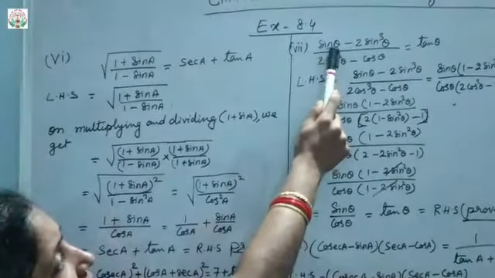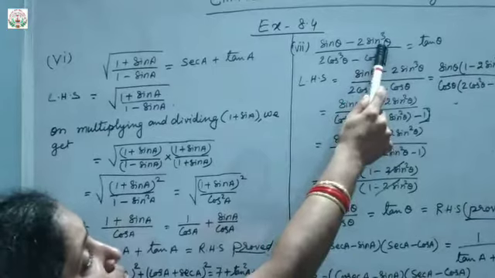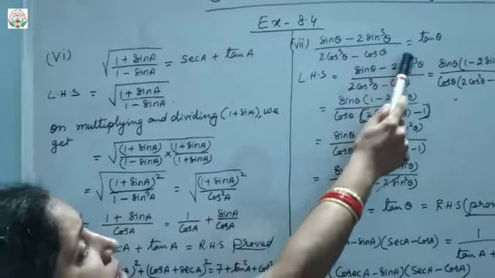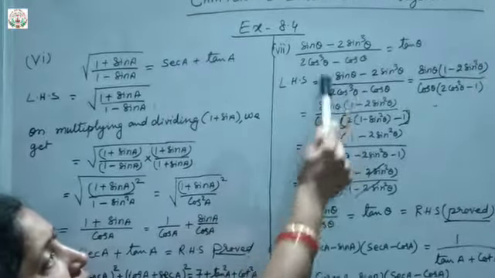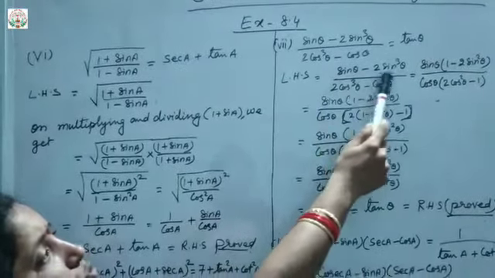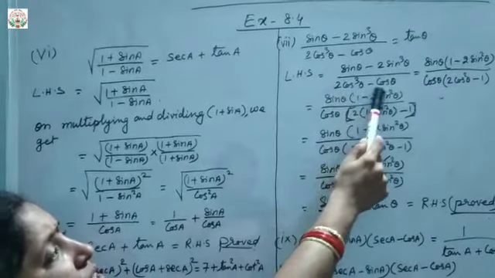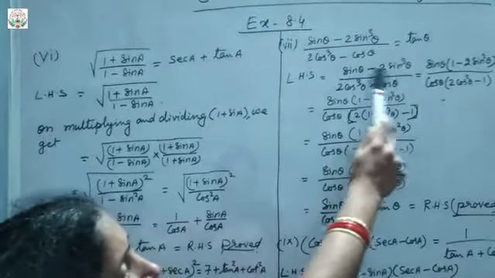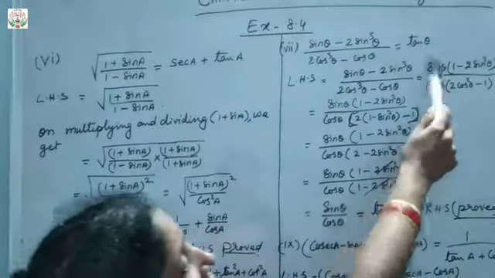Now let us see the seventh question. Seventh question is given as (sin theta minus 2 sin cube theta) upon (2 cos cube theta minus cos theta) equals tan theta. Now LHS will be what? This one, that is (sin theta minus 2 sin cube theta) upon (2 cos cube theta minus cos theta). You can see in the numerator sin theta is there in both terms. So let us take sin theta as common.